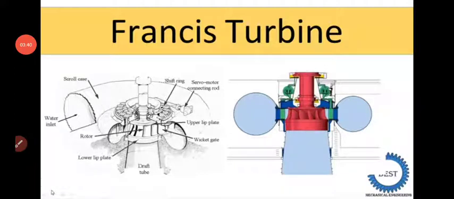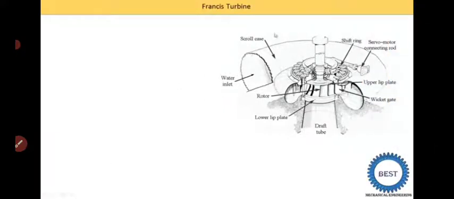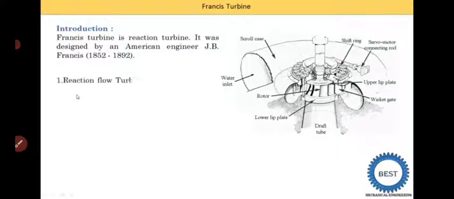Introduction, its various components and its working. First we understand the introduction of the Francis turbine. Here you see the image of the Francis turbine that we will discuss later on. Francis turbine is a reaction turbine. It was designed by an American engineer, J.B. Francis.